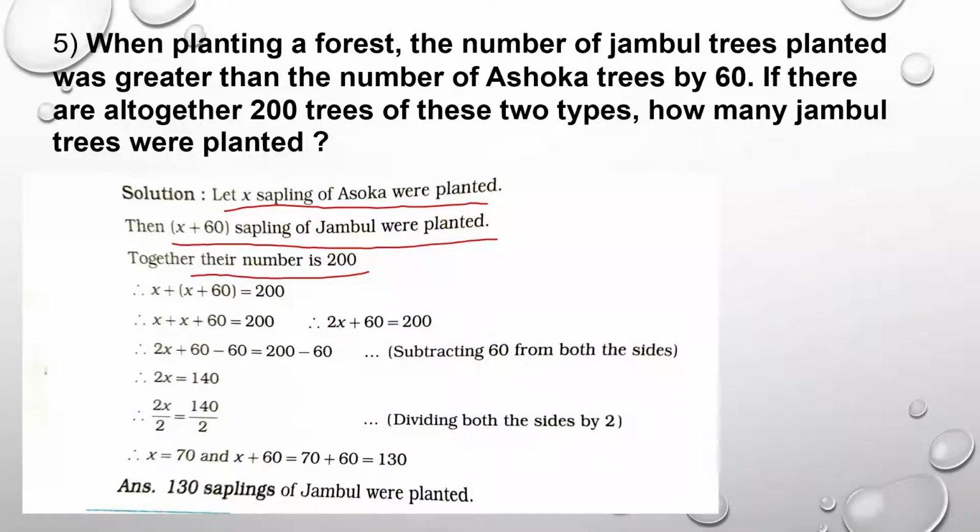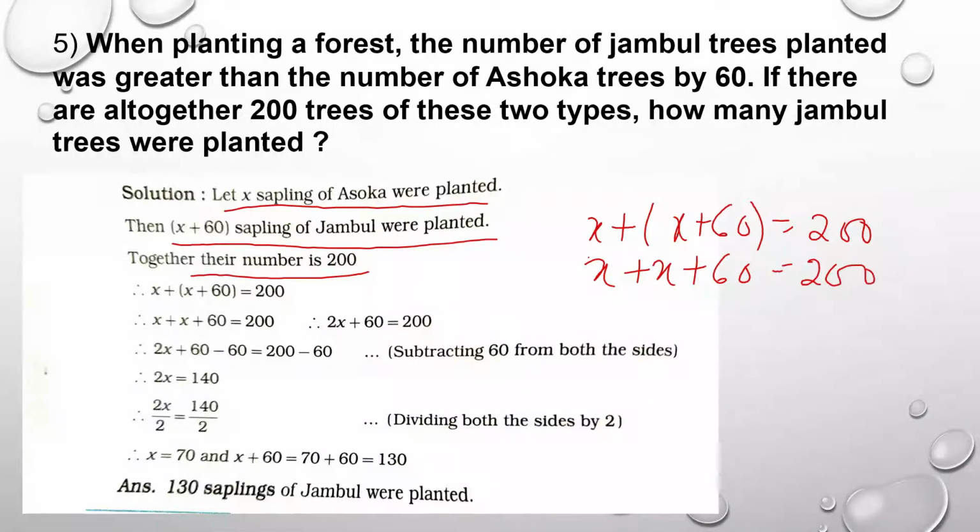x plus (x plus 60) is equal to 200. Now open the bracket. So 2x plus 60 is equal to 200. Now you have to remove this plus 60 because you have to find the value of x, right? So 2x plus 60, what you have to do? Minus 60 you have to write on both the sides. So subtracting 60 on both the sides.